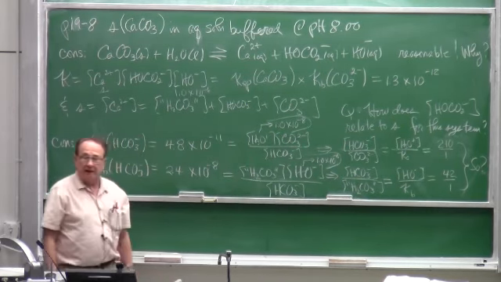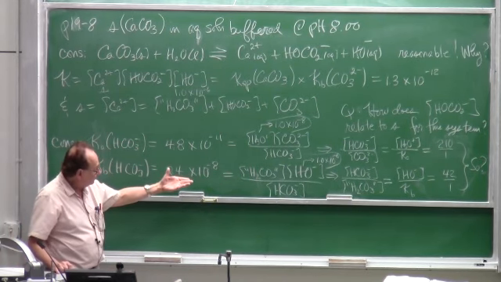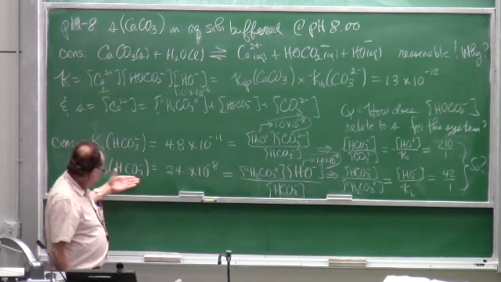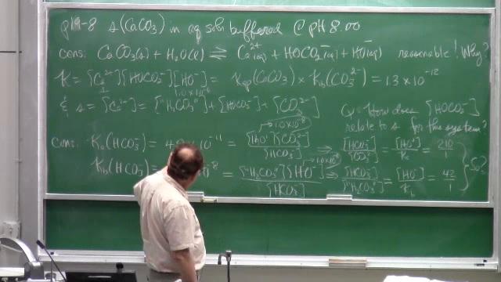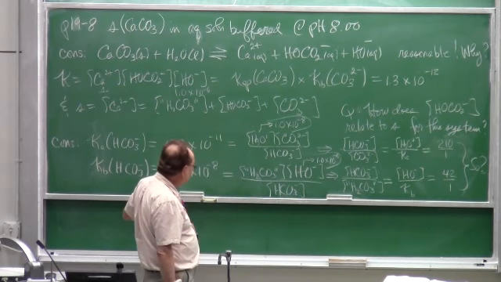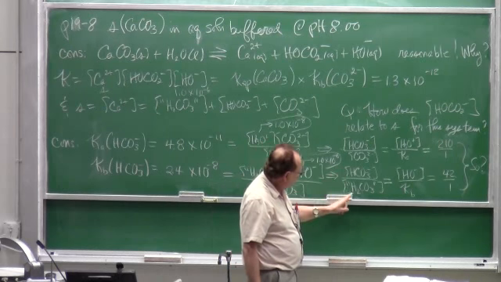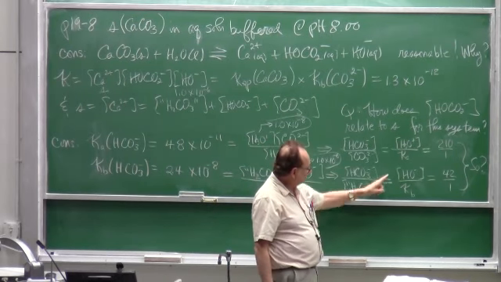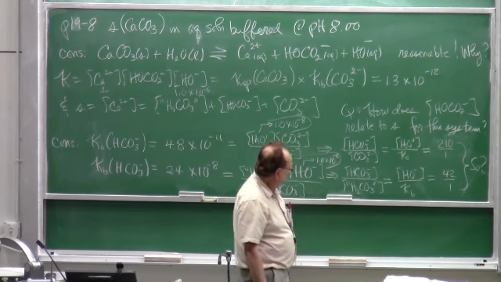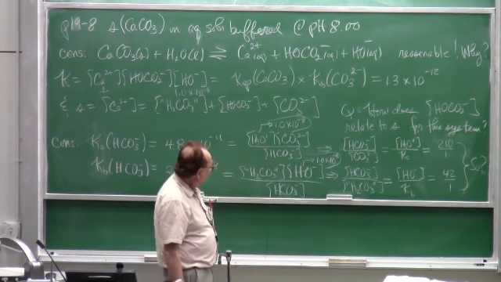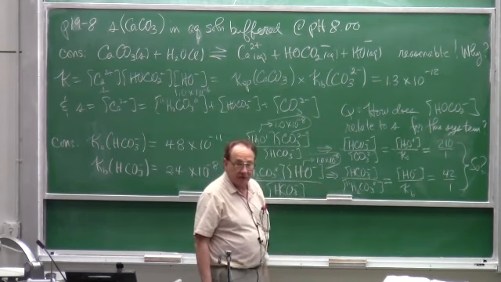To get a handle on the equilibrium concentration ratio between quote-unquote H2CO3 and bicarb, I go back to Kb bicarb. I rearrange this so bicarb comes on top, H2CO3 comes on the bottom, and that tells me the bicarb molarity compared to the H2CO3 molarity is equal to the hydroxide ion molarity divided by Kb. And you might well ask the question, why didn't I have this as H2CO3 over bicarb? Why didn't I have this as carbonate over bicarb?